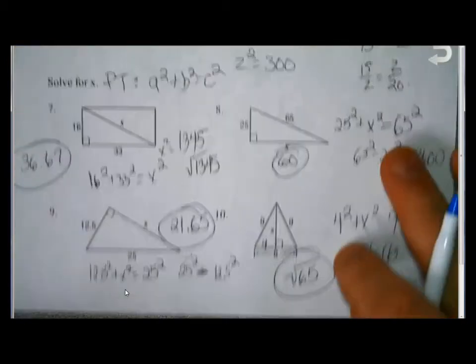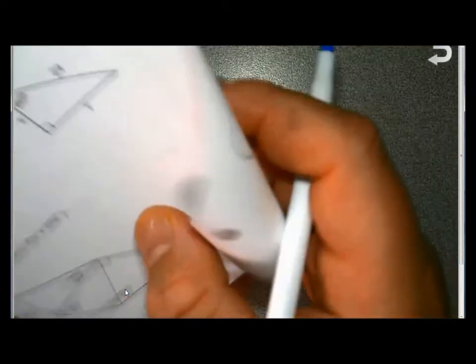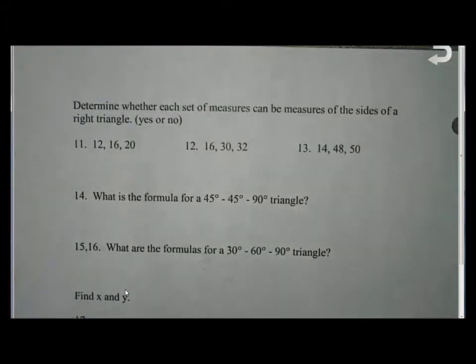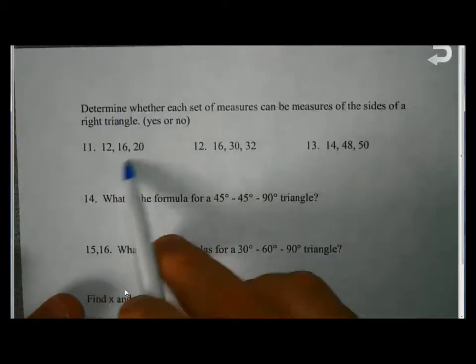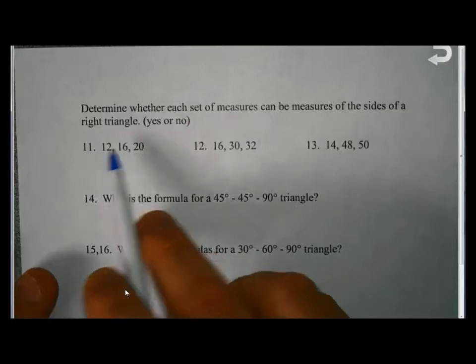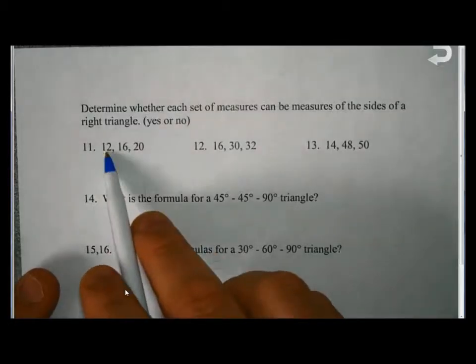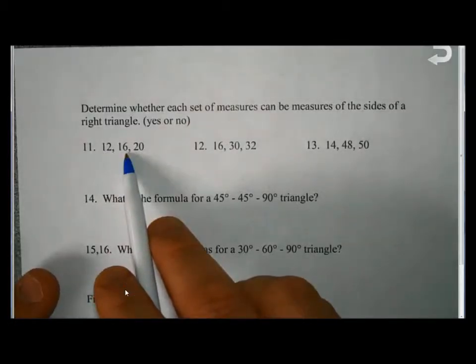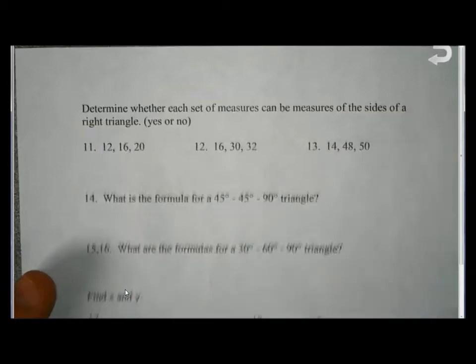So that reviews the T method, the other method, and Pythagorean theorem. We also talked about how on a Pythagorean theorem we can square numbers and prove whether or not they're a right triangle. If this is a right triangle, what's going to happen when I square 12 squared plus 16 squared? It's going to equal 20 squared. Well, let's see what happens.